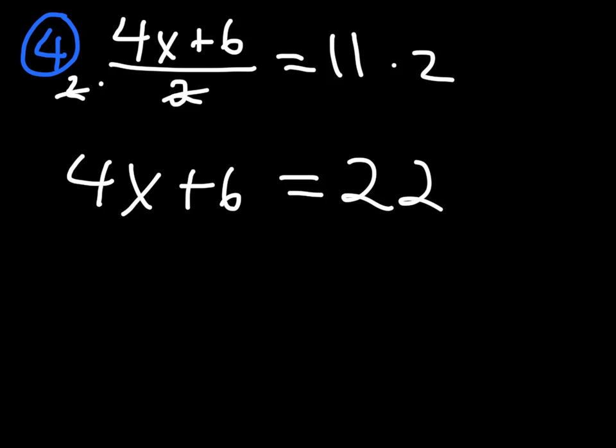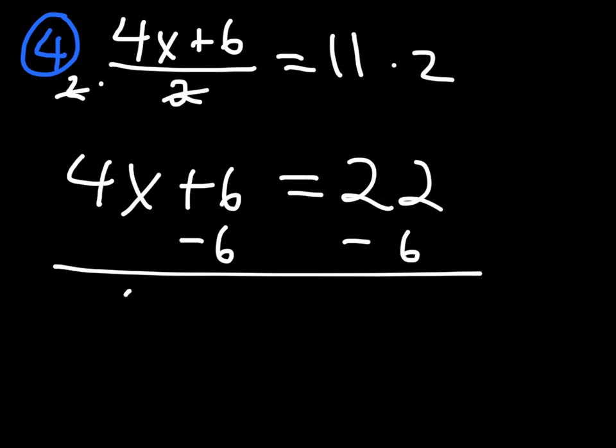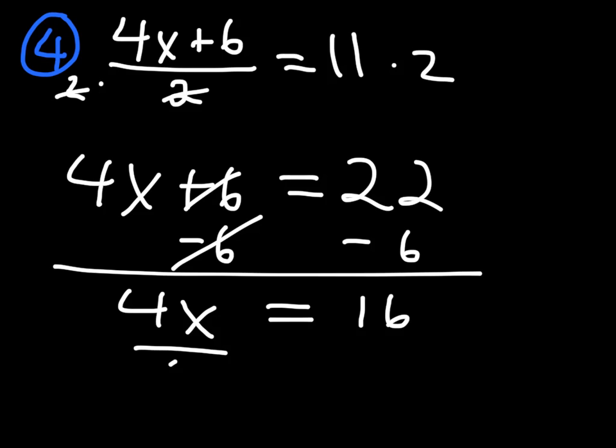If we have 4x plus 6, our 6 here is furthest away, so we need to subtract that since it's a positive. We have just 4x on this side because our positive and negative 6's will cancel. And then 22 minus 6 is 16. 4x is being multiplied there, so we need to divide by 4. Divide by 4, and we just have x equals 4 when we take 16 divided by 4. So 4 is our answer.